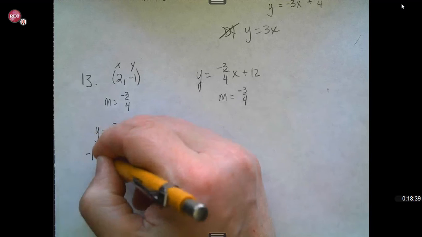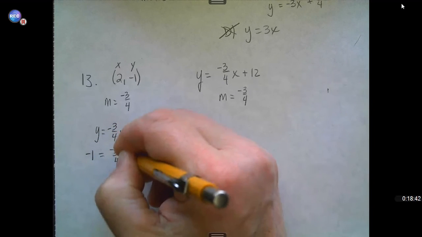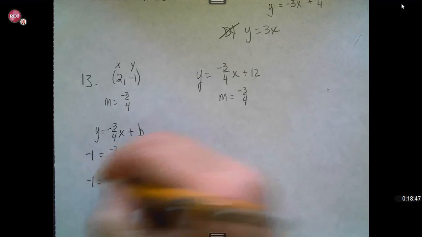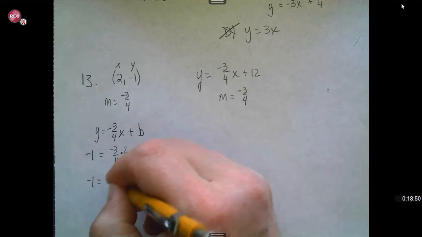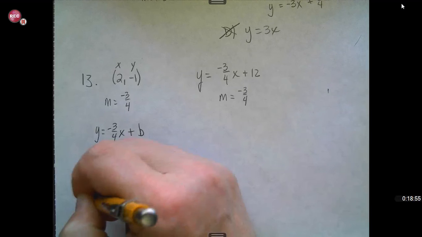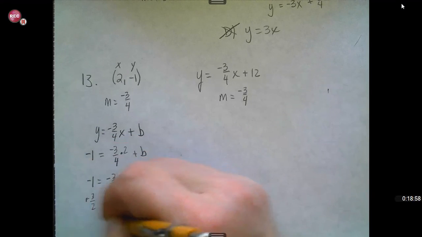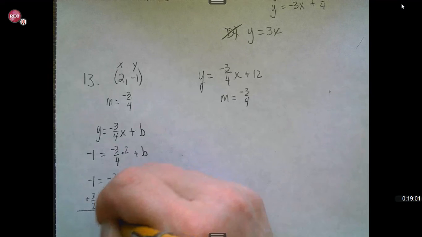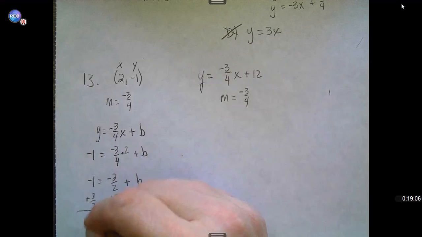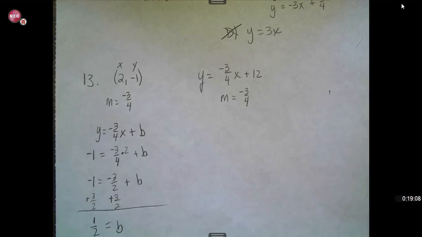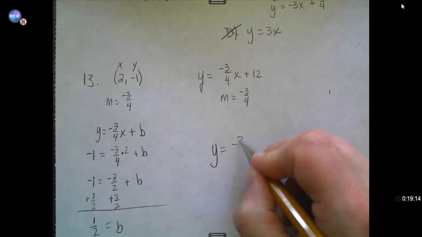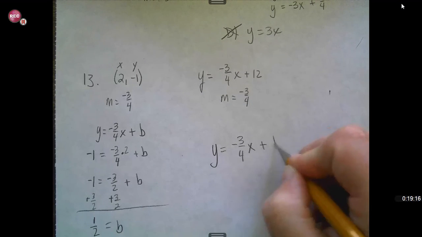So I get -1 equals -3/4 times 2 plus b, and -1 equals -3/2 plus b. And then I would add 3/2 to both sides. And I get that b is 1/2. So the equation of this line in slope-intercept form would be y equals -3/4 x plus 1/2.